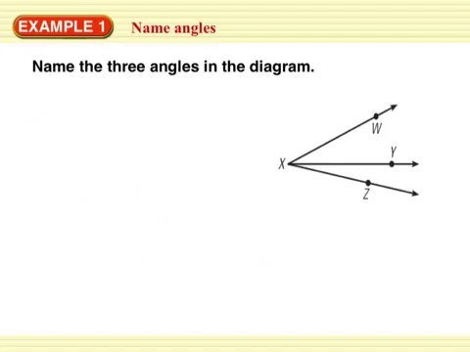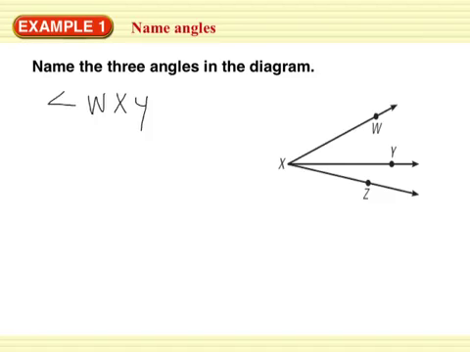Our first example, name 3 angles in the diagram. An angle always needs 3 letters to signify the angle. The vertex is always going to be the middle letter. So one angle would be this angle right here. I'm going to name it just how I drew it. Angle W, X, Y. X is the vertex, so it goes in the middle. W and Y are the sides or the rays, so they are the beginning and the end.